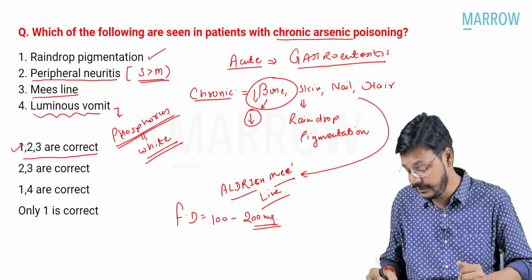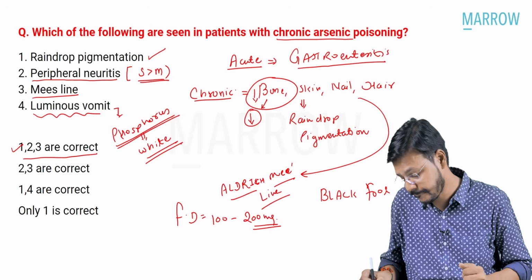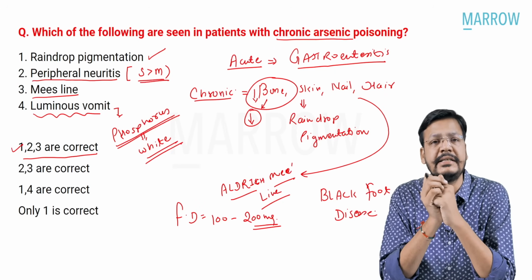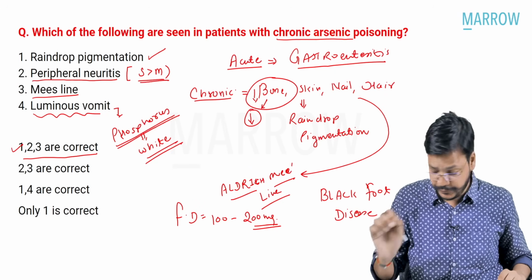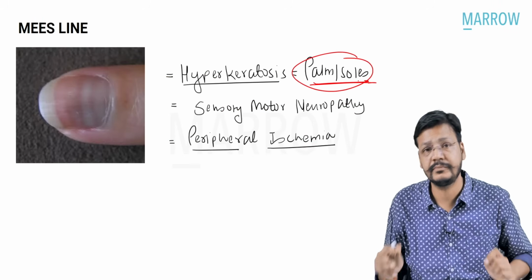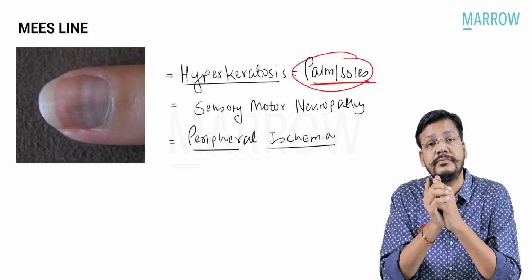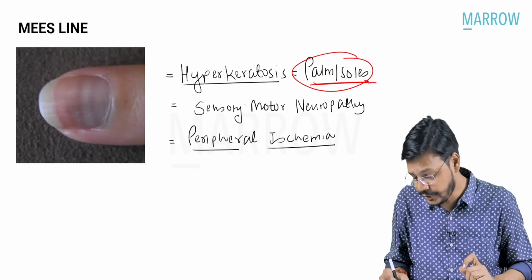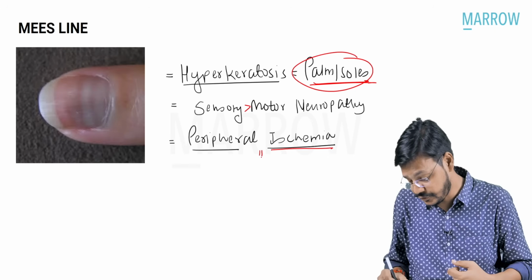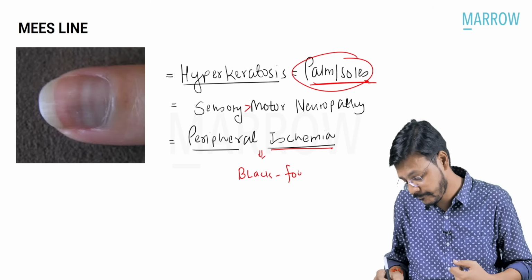One question came in the recent exam: arsenic causes black foot disease. It also causes hyperkeratosis of palm and sole. There will be hyperpigmentation and hyperthickening of palm and sole. Sensory motor neuropathy and peripheral ischemia also occur. It causes peripheral ischemia, that's why the name black foot disease.